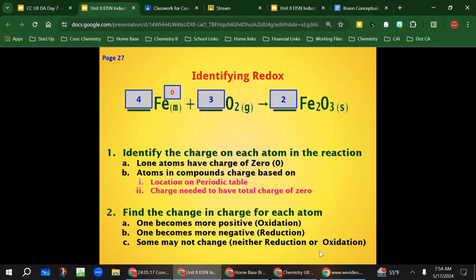So here's the charge of iron. 0. Why? It's a lone element. Here's the charge of oxygen. 0. Why? Lone element. In the compound, though, the charges are no longer 0. To make the compound, they have different charges. Iron is a +3. Oxygen is a -2.